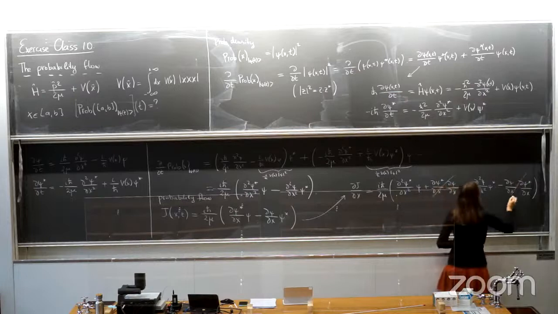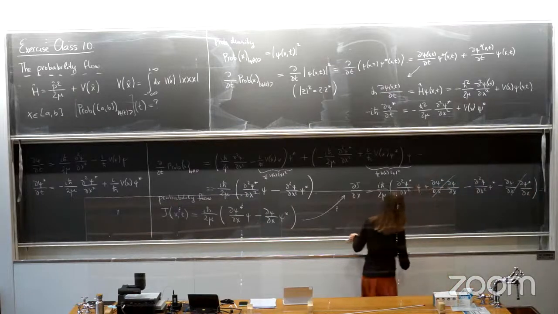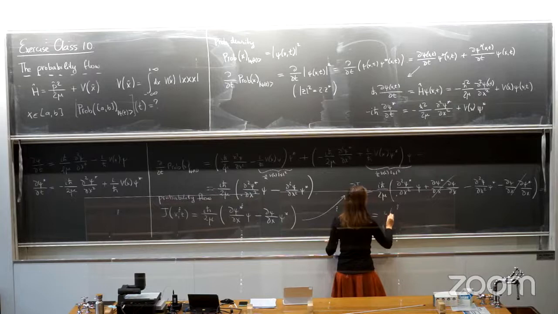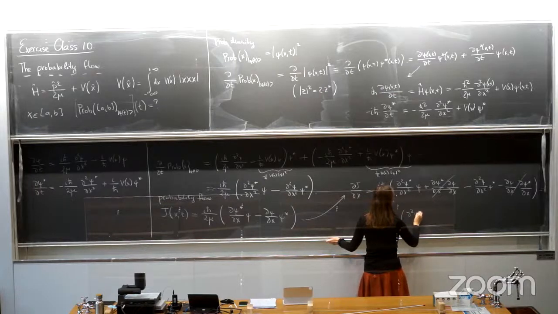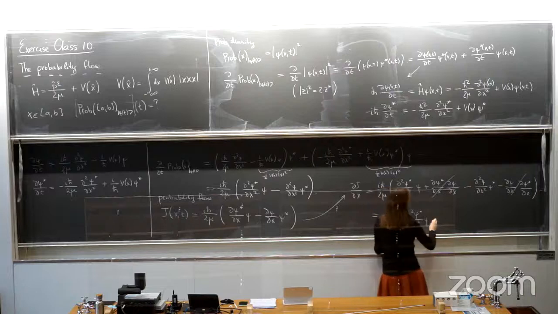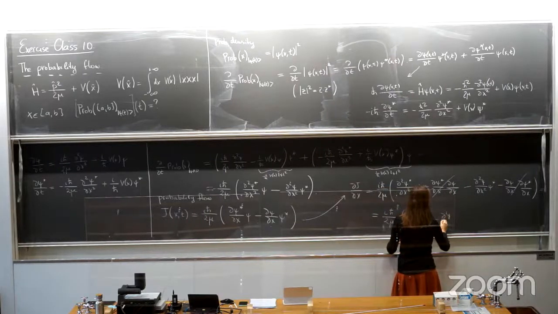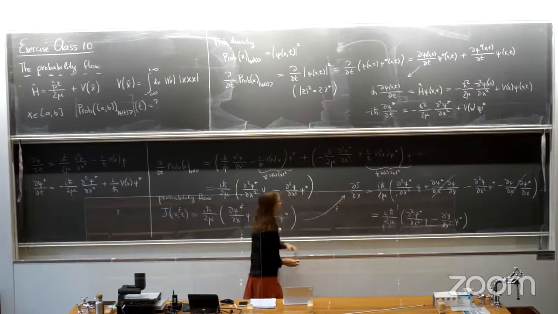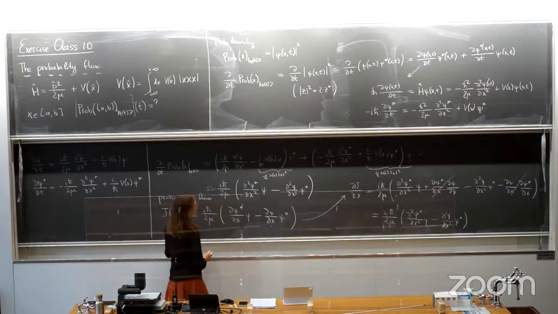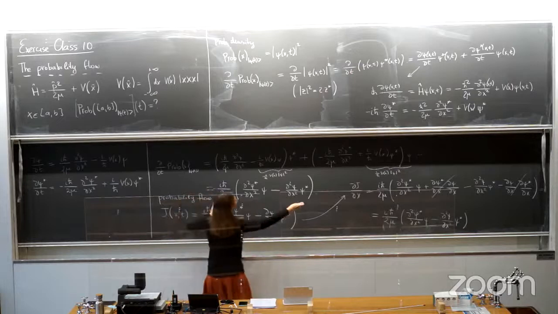And what we arrive at is something we've just seen. So it's i h bar over 2 mu, d2 psi star dx squared psi minus d2 psi dx squared psi star. So this was dj over dx, so this is up to the minus here. This is the same equation that we got here.